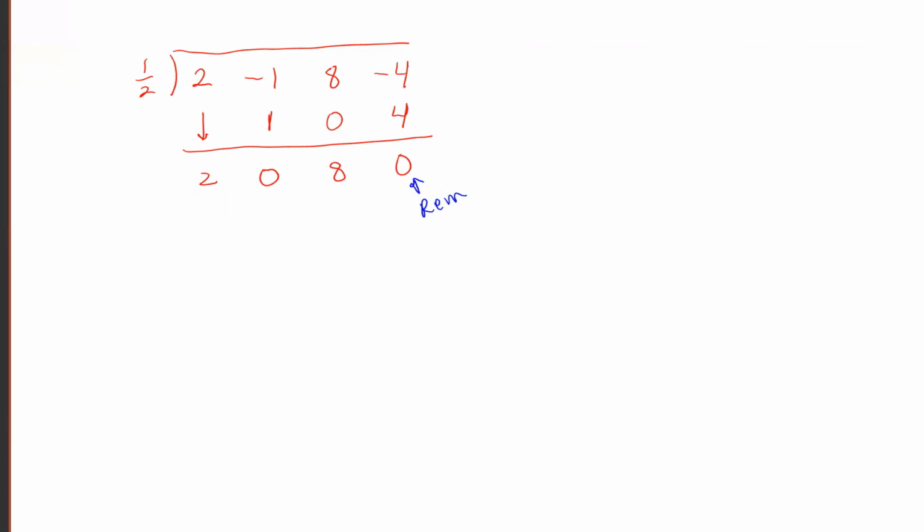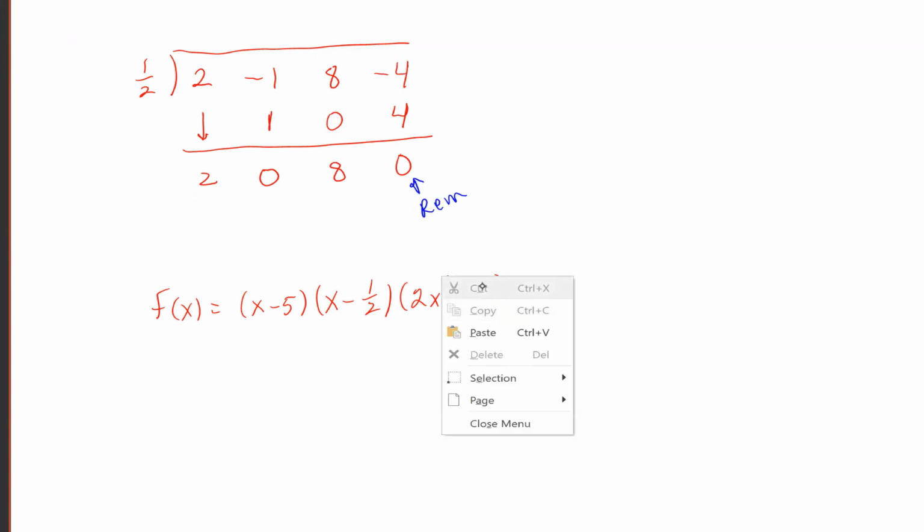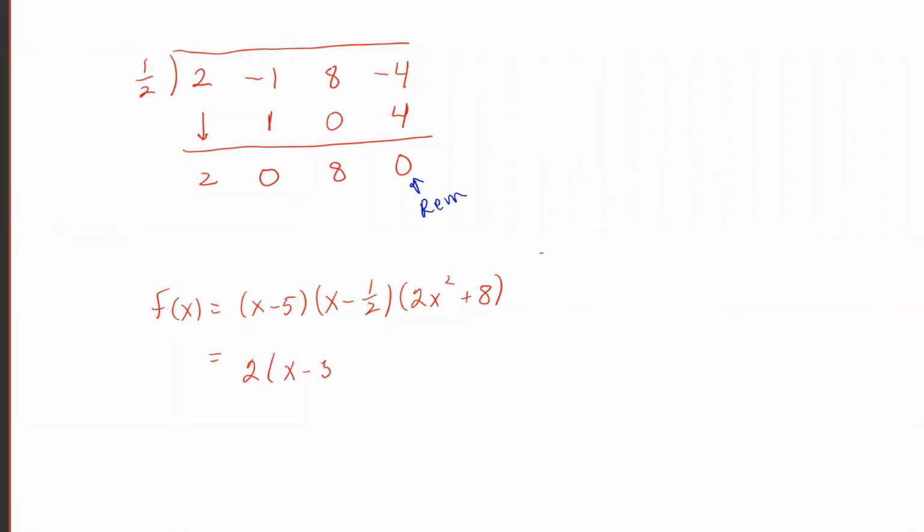So now f of x equals x minus 5 times x minus 1/2 times 2x squared plus 0x plus 8. I can factor out a 2 from this expression, and I'm left with 2 times x minus 5 times x minus a half times x squared plus 4.